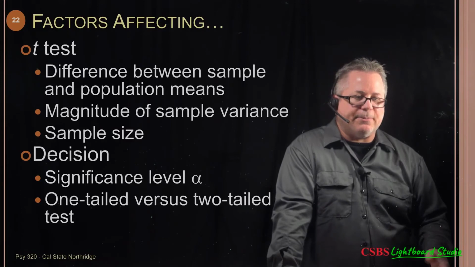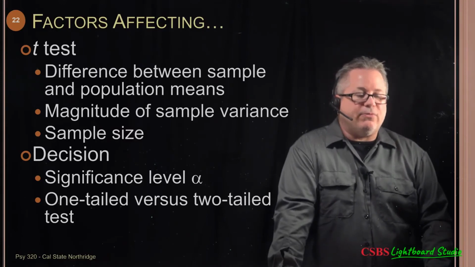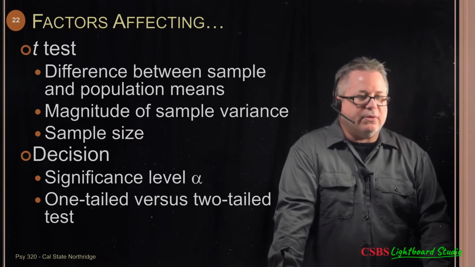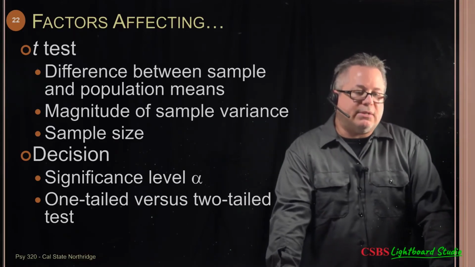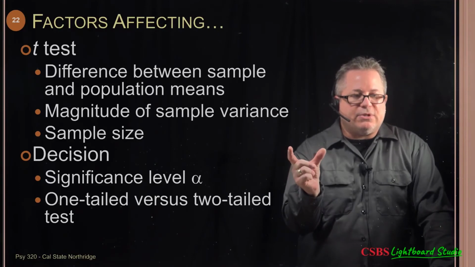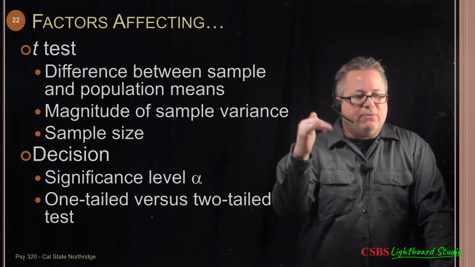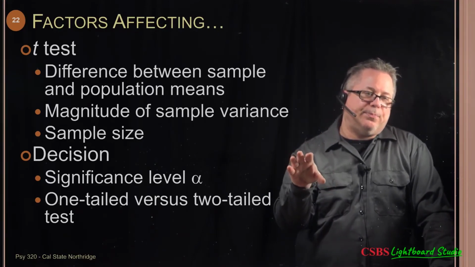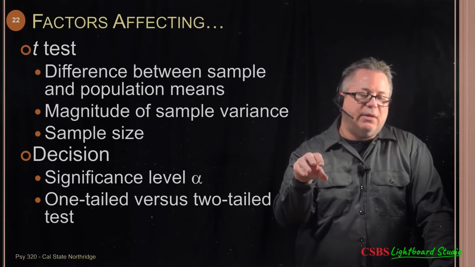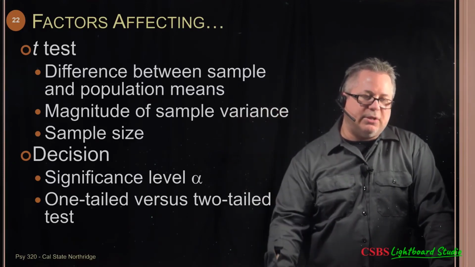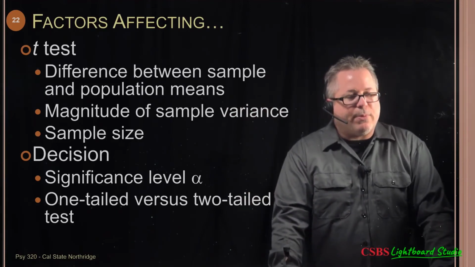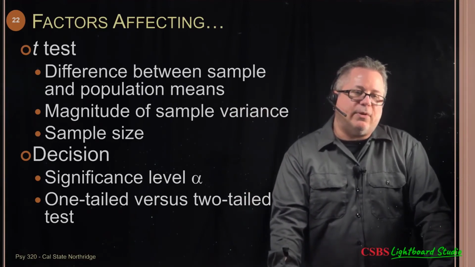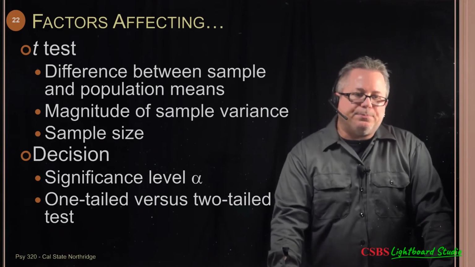Okay? So the magnitude of the sample variance is also going to have an impact here. The smaller the variance in the samples, the larger the test statistic. So if you can get your sample standard deviations to be small, you'll be dividing that by the square root of n. It's going to lead to larger t observed, right? So you're going to get a more powerful test simply by having smaller variances.